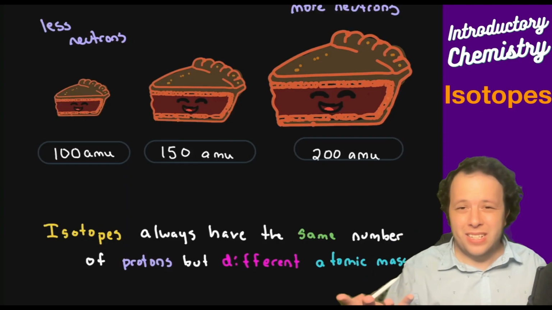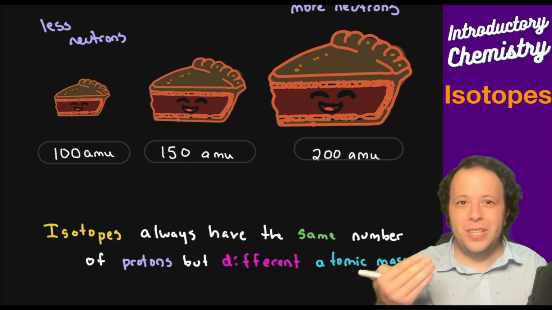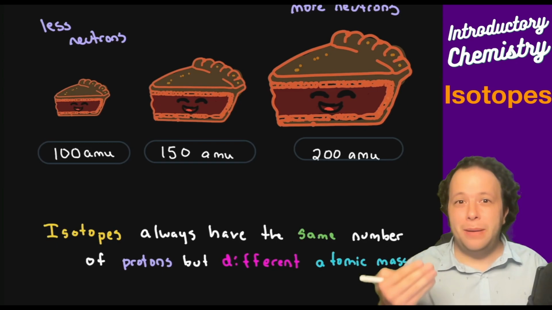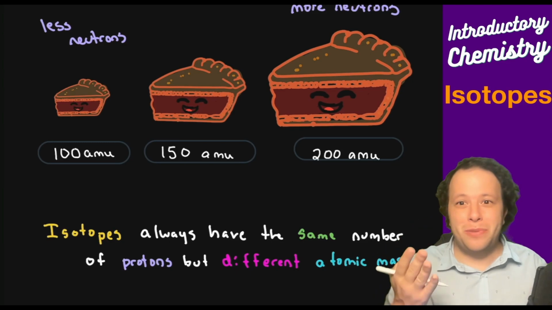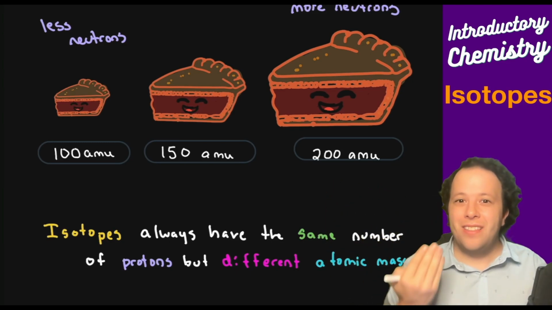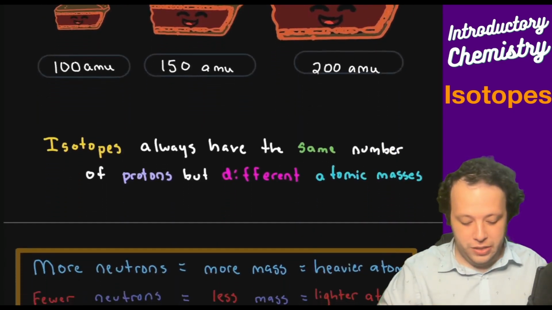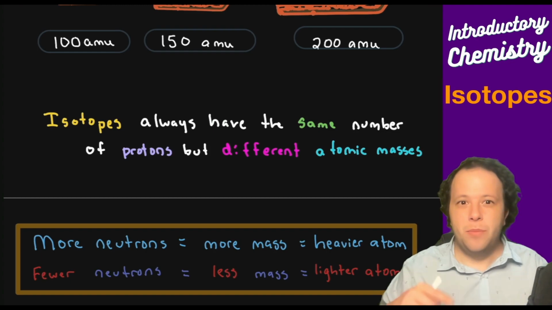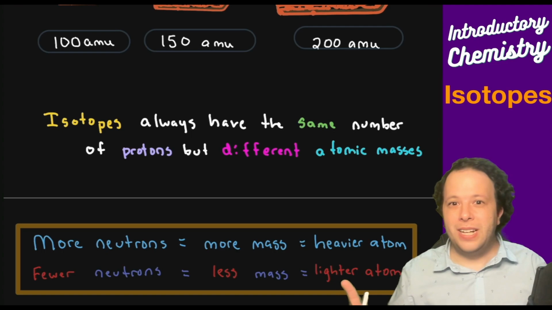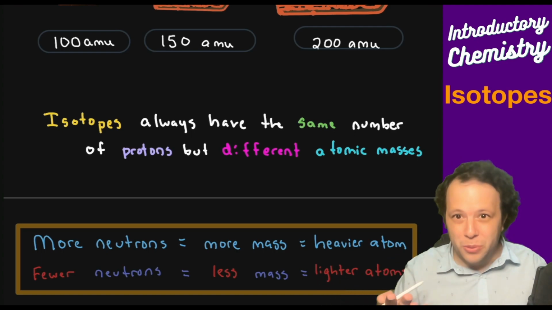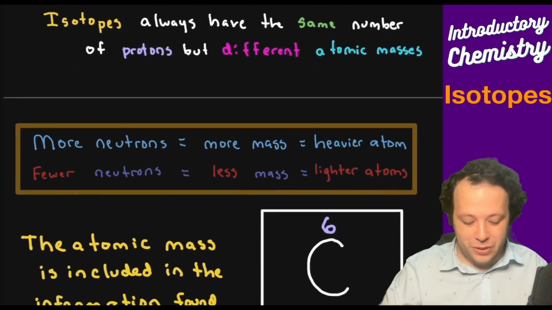All right, so back to where we were before. The take-home message from our example was that isotopes always have the same number of protons, meaning they are the exact same element. Like before, they were the exact same type of pie. The same element will have the same number of protons, but their masses will change. Whenever we see this, more neutrons means more mass, which is a heavier atom. Whenever we have a lighter atom, that's less mass and fewer neutrons. So more is heavier, fewer is lighter.